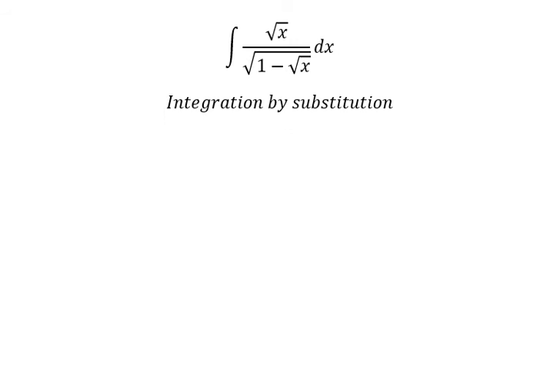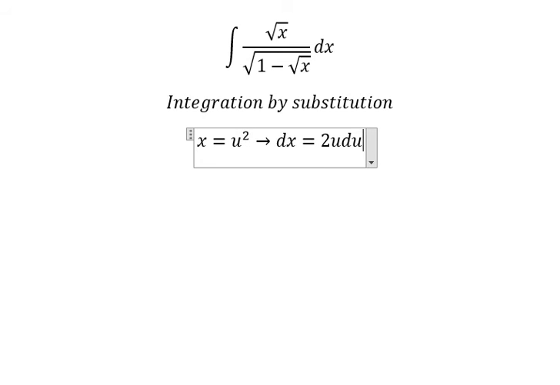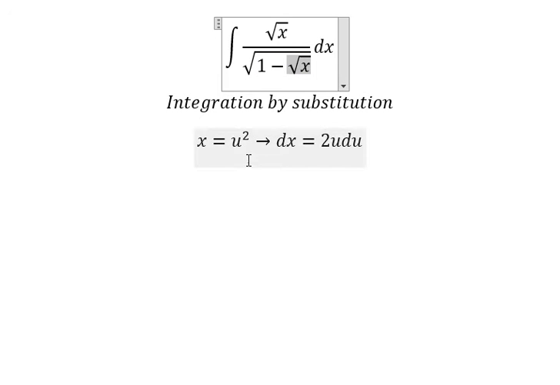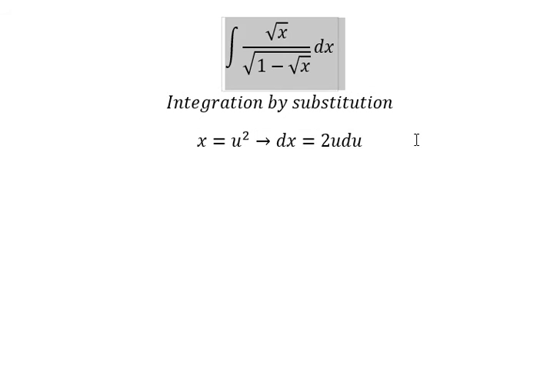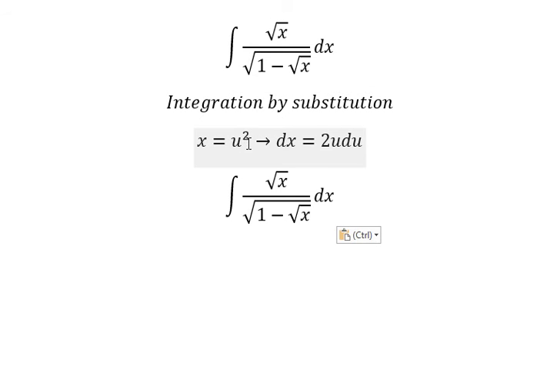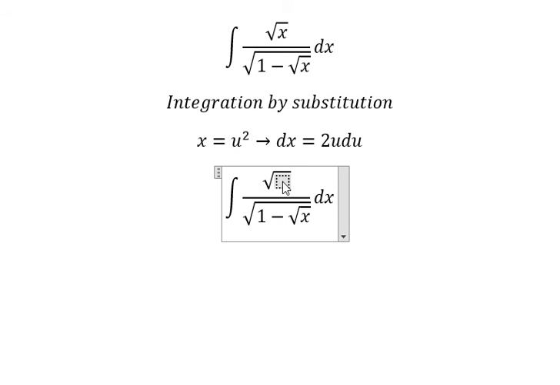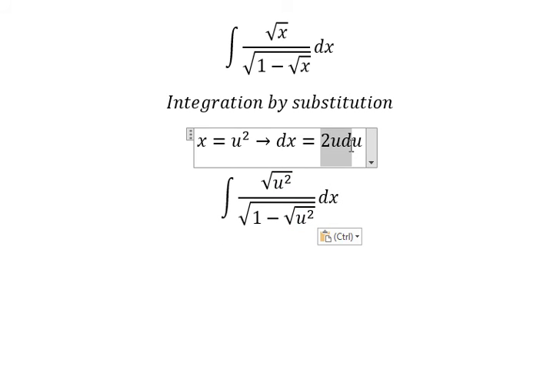So I will put s equals u squared. The s we have to use du because I want to cancel the square root. So I need to put u squared in here. So I will put u squared here and here. The s we change by this one.